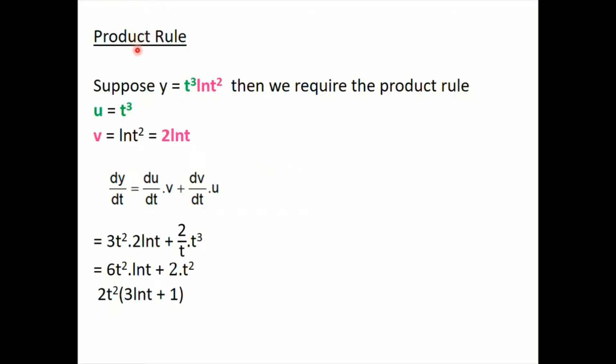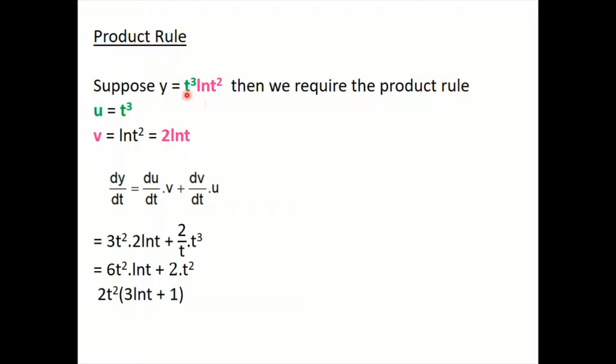We can use the product rule of differentiation when we are working with exponential and log functions. For example, here we've got y equals t cubed times the natural log of t squared. So we have an exponential function and a log function multiplied together. So we know when two functions are multiplied together, we can use the product rule.